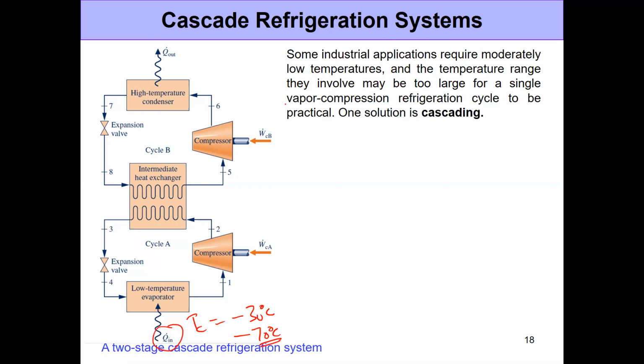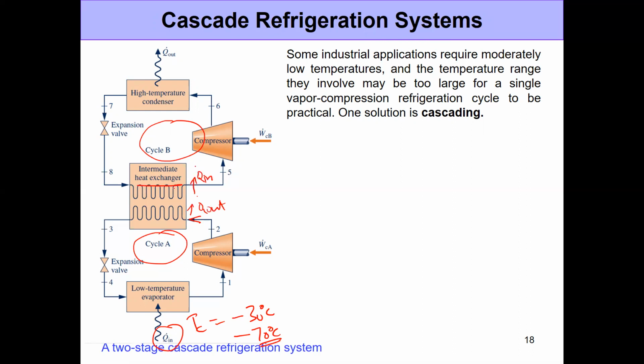So what makes sense rather is to split it into two: have one high temperature cycle, using the appropriate refrigerant, and another low temperature cycle, and then have them coupled at the counterflow heat exchanger, where they exchange heat. It acts as the condenser for one, where it's rejecting heat, and as the evaporator for the other, where it's accepting heat.